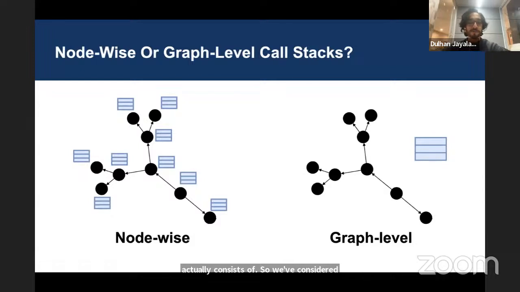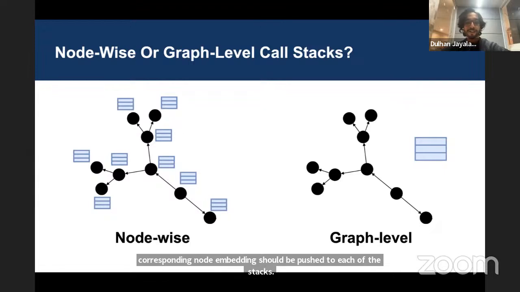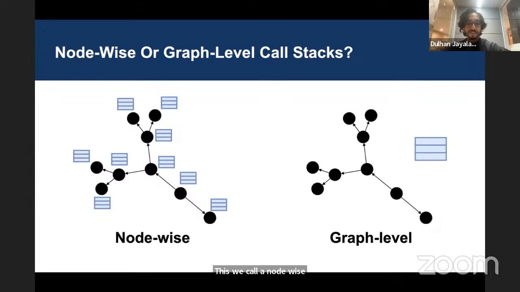We could have multiple stacks, one for each individual graph node, so that if a push operation occurs, the corresponding node embedding is pushed to each of the stacks. This we call a node-wise call stack. Alternatively, on a stack push, we could take all of these node embeddings and pool them, in other words, with a min, a max, a sum, or mean, and place this embedding on the stack. This we call a graph-level stack.